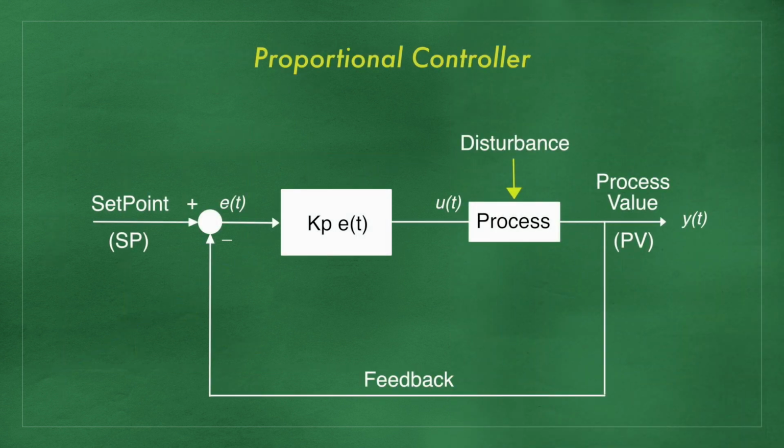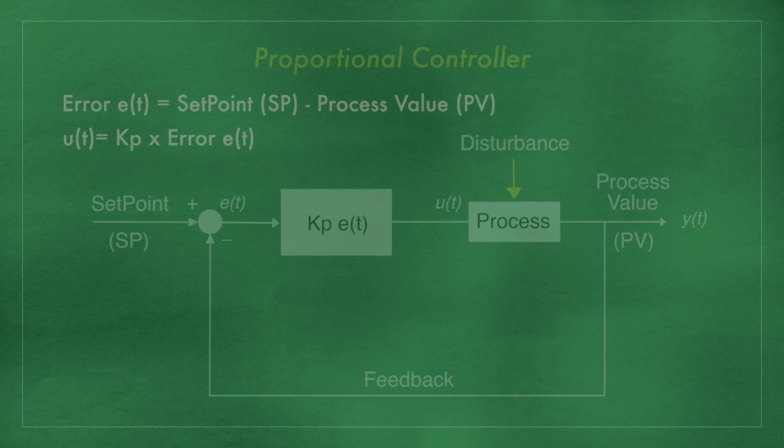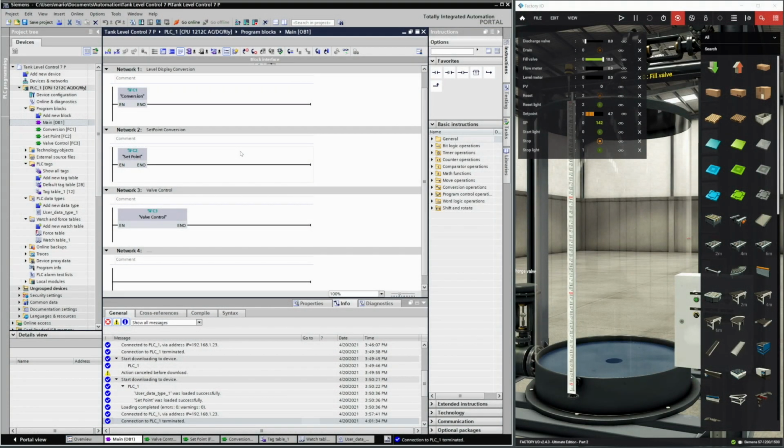So let's see how we can calculate the error by looking at the line diagram again, but this time with the integral and derivative parts removed. Here we can see that the error is the set point minus the feedback process value. Then U(t), the output from the controller, is Kp multiplied by the error. So let's take a look at how we can start coding this.